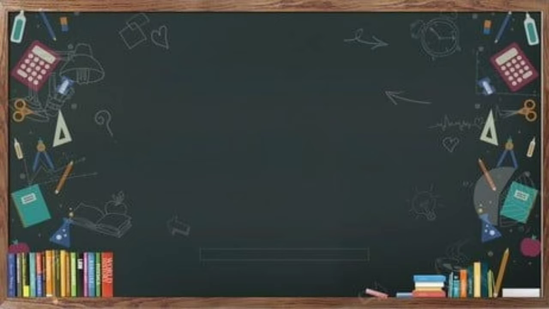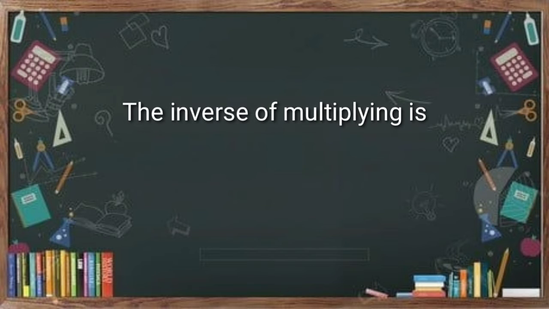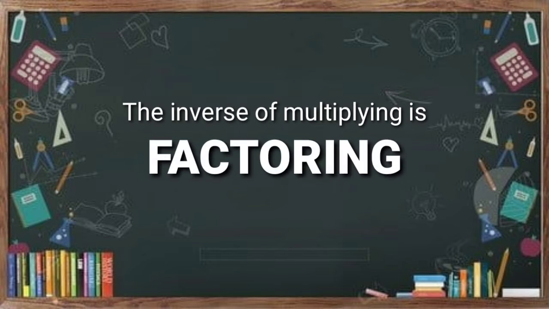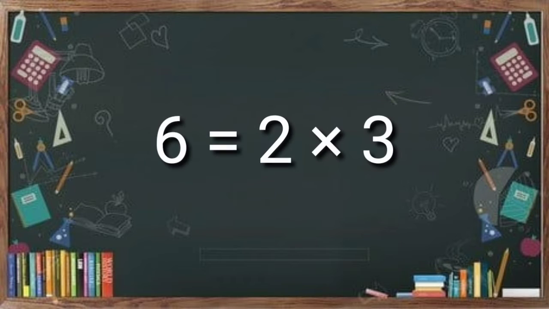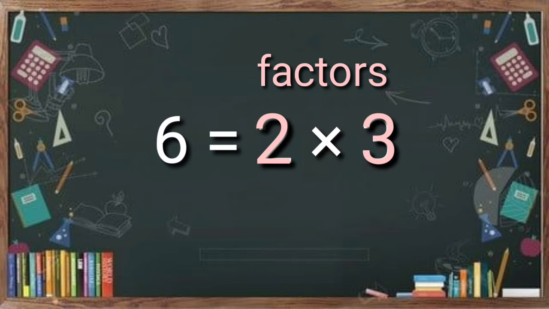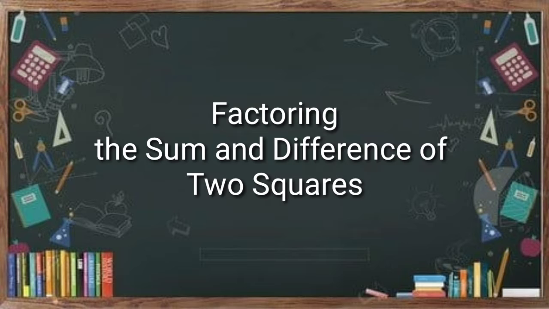Today everyone, I'm going to discuss factoring. The inverse of multiplying is factoring. So in multiplication, you find the product of the given factors, while in factoring, you find the factors of the given product. Okay, so let's talk about factoring the sum and the difference of two squares.